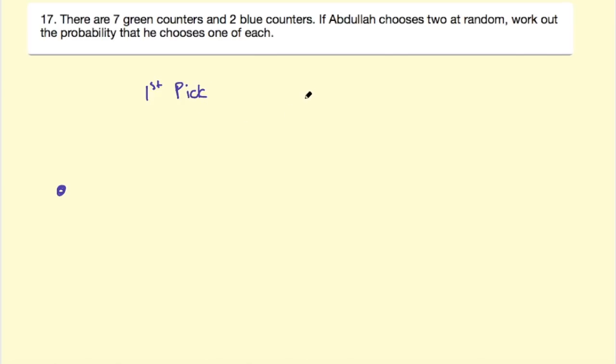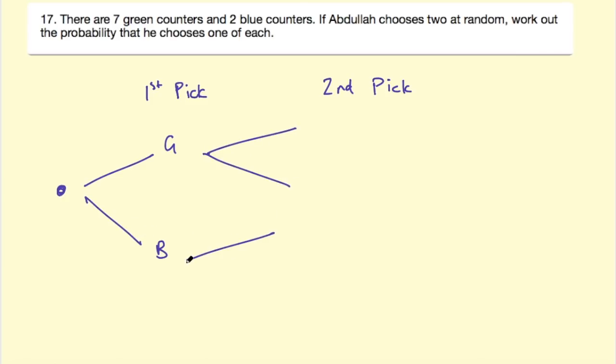Green diagram, did I say tree diagram? I meant first pick and second pick. And we've got green and we've got blue, and then we can pick green and blue again. So these are all of our probabilities.